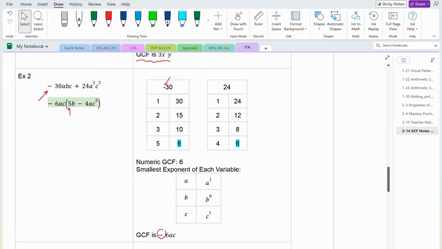All right, and again, looking at the terms for the variables, notice that there is an a in both of the terms. The smallest exponent is 1. There is no b in the second term. That's why there is no b in the greatest common factor. And then the smallest exponent, we have c to the first power. So c to the first power is in the greatest common factor. And then we divide each term by that negative 6. Be careful with signs. Positive 24 divided by negative 6 results in that negative 4 ac squared.